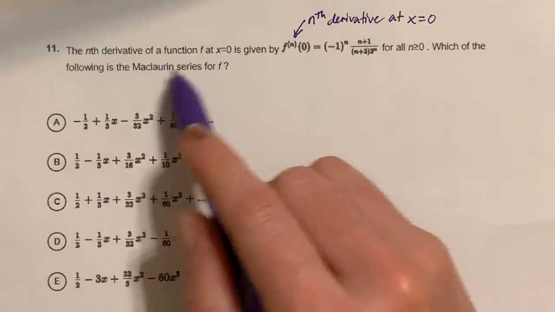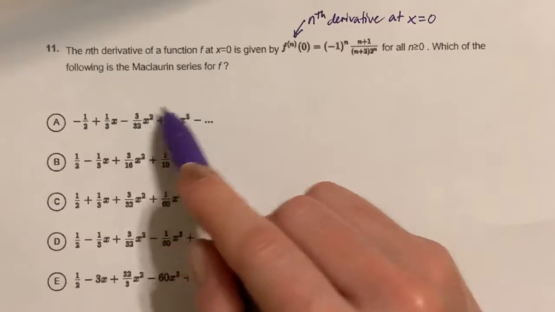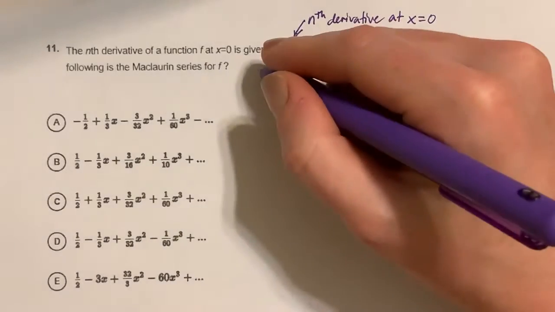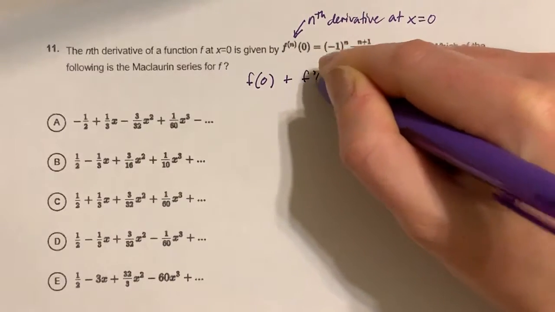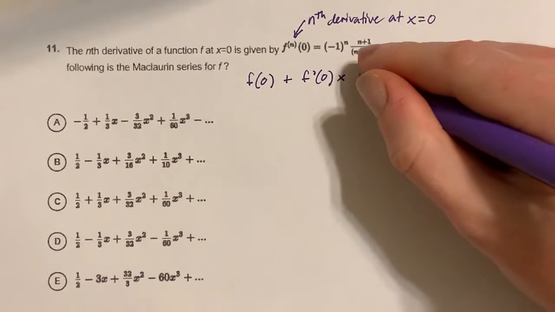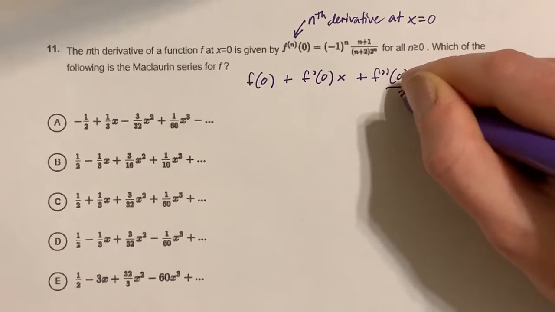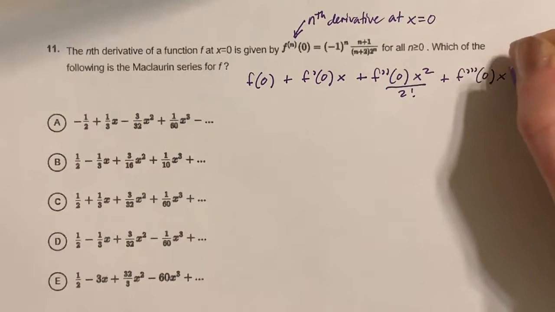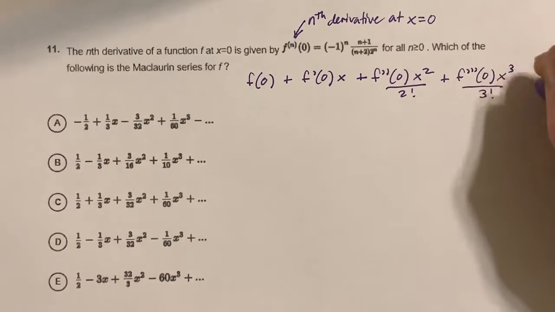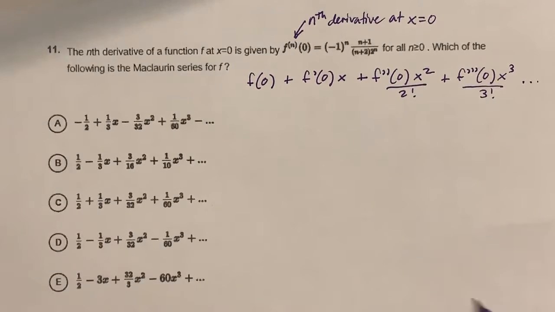So we're supposed to write a Maclaurin series. Anytime I see Maclaurin or Taylor, number one thing I do is write the formula. So this will be f of 0 plus f prime of 0 x plus f double prime of 0 x squared over 2 factorial. And I could keep going. I probably don't have to go much further than that third degree to get this answer.